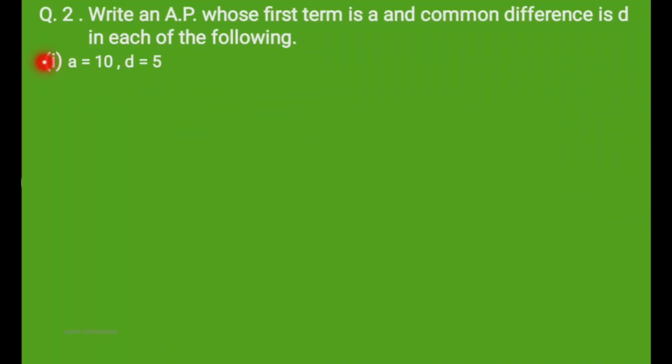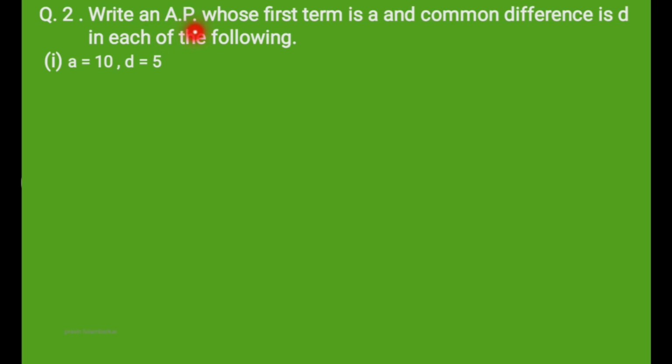In last part, we solve question number 1 from exercise 3.1. So see question second. Write an arithmetic progression whose first term is a and common difference is d in each of the following. So here a equals to 10 is given in first sub question and d equals to 5. We have to write arithmetic progression.